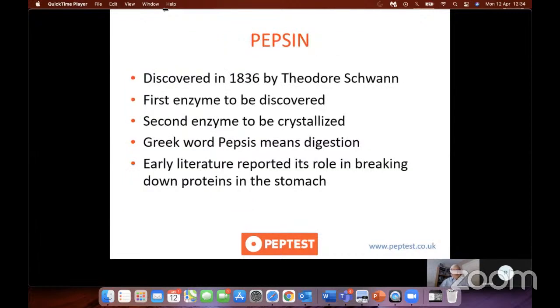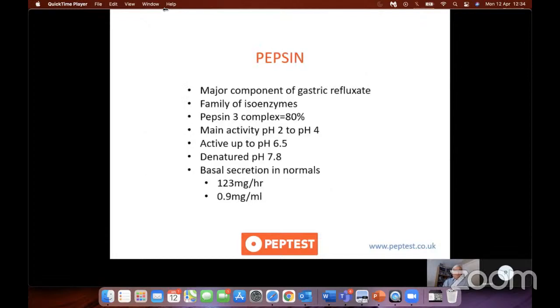Pepsin was first discovered back in 1836 and in fact was the first enzyme to be discovered and the second enzyme to be crystallized. So it's got quite a long history. And in the early literature, pepsin was reported to break down proteins in the stomach, which, as we know, is actually factual. So even back nearly 200 years, that's what it was known to be able to do.